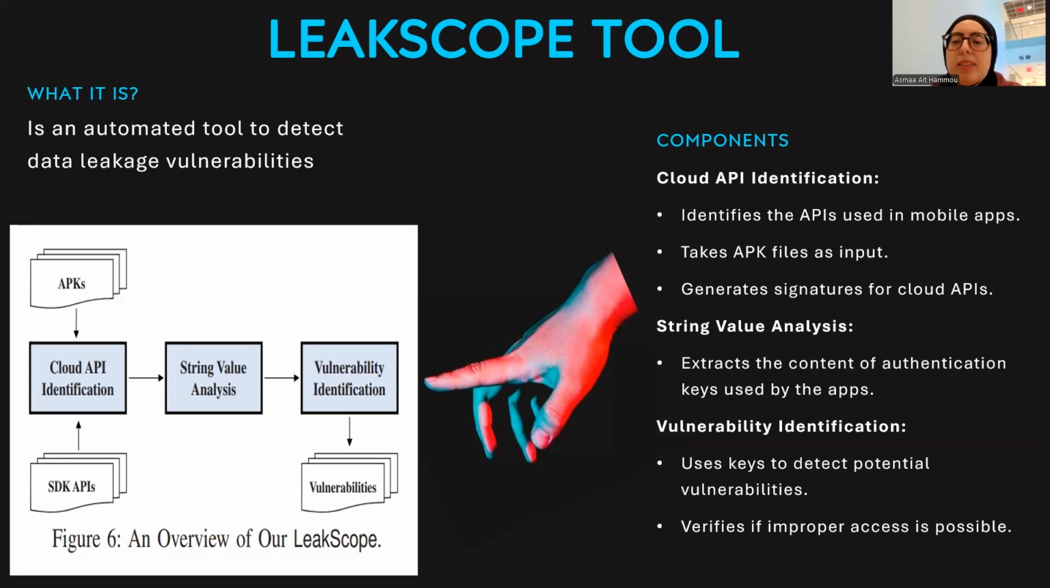In string value analysis, it extracts any authentication keys used by the app. These keys are important because they control access to sensitive information. In vulnerability identification, LeakScope then uses the keys it found to look for potential security risks. It checks if these keys could be misused to get unauthorized access to data. By combining these steps, LeakScope helps ensure that apps are secure and don't accidentally expose any sensitive information.